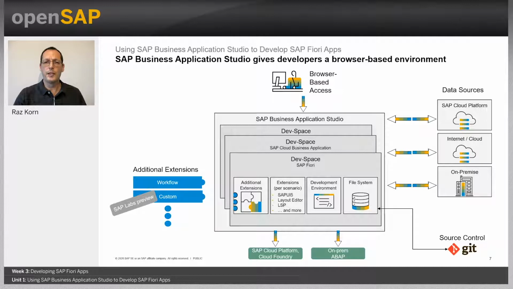All the developer needs is a machine running a browser and connected to the internet, as App Studio is browser-based access. In the middle of the diagram, you can see SAP Business Application Studio with available dev spaces of various types. Each dev space contains a file system where the code is stored, and we recommend as best practice to use a Git source code repository.